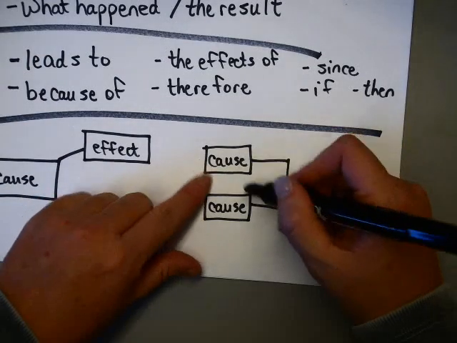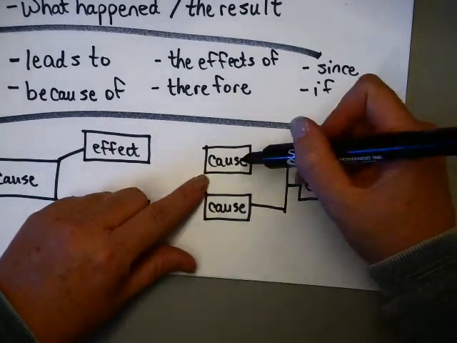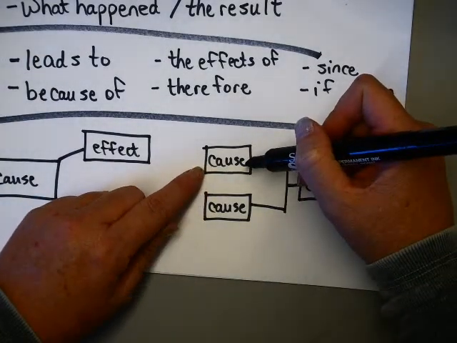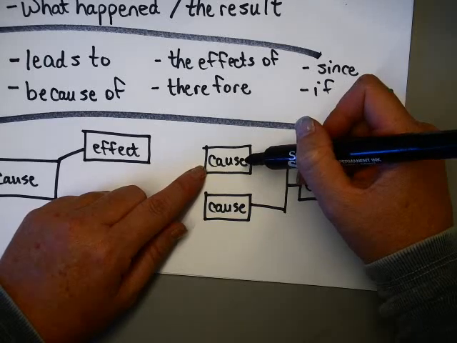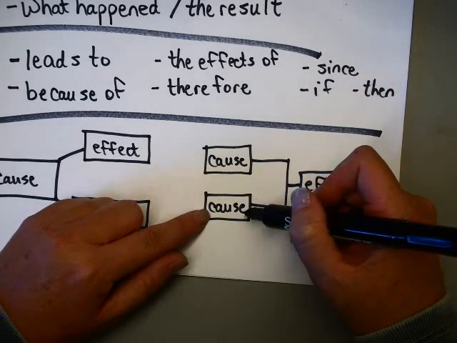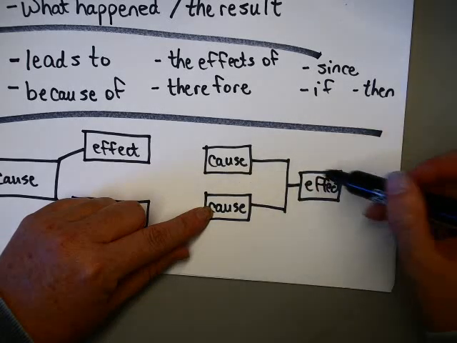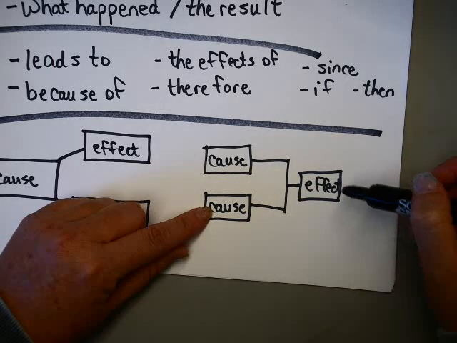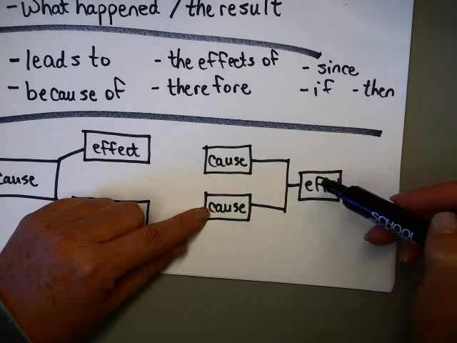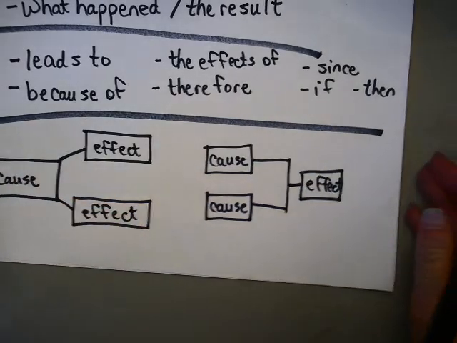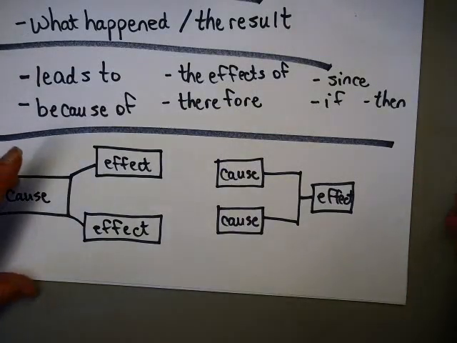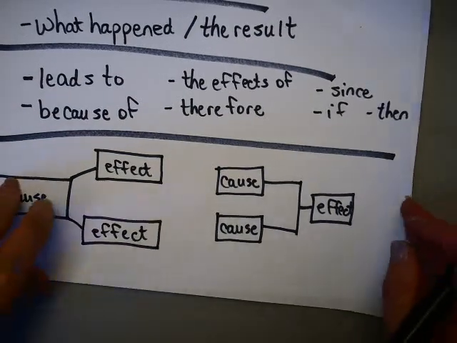It could be that we have two different causes. So this morning I woke up late and this morning my car wouldn't start, and so the effect because of both of those is that I was then late to school, not only because I got up late but also because my car wouldn't start. Okay, but they led to the same effect. All right, so that's cause and effect text structure. So that's my number one. All right, let's look at number two.